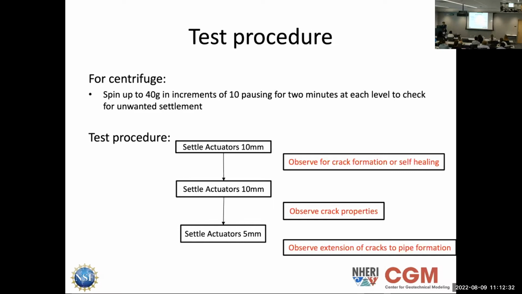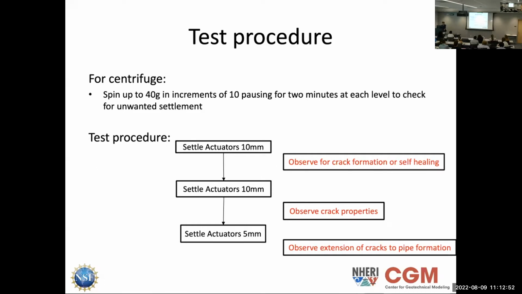So our actual procedure. In the centrifuge, we want to spin up to 40 Gs, but you can't really just spin straight up to 40 Gs without causing some issues. So we want to spin in increments of 10 Gs, pausing for 2 minutes just to check and make sure that there's no unwanted settlement, everything's working. And then we're going to start settling the actuators.